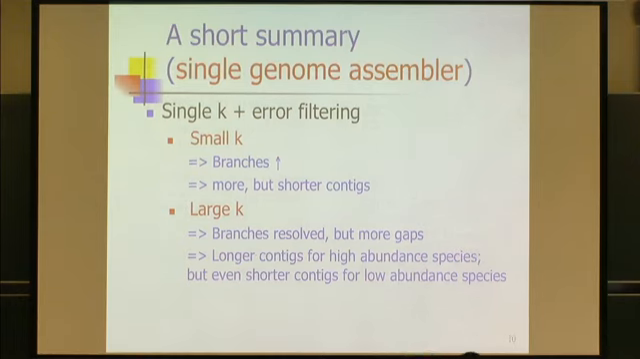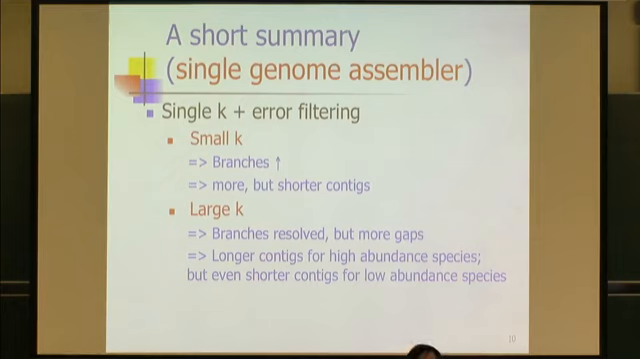Now, this is a short summary: single k and error filtering. The problem is, with small k, you got many branches, and you have more and shorter contigs. And when you got large k, the branches resolve but there are more gaps, and longer contigs for high abundance species because the gap problem will not be serious. But for the low abundance species, you get even shorter contigs. I think that is what Mayer was trying to address, why it's like this.